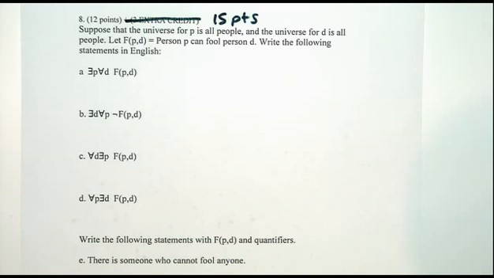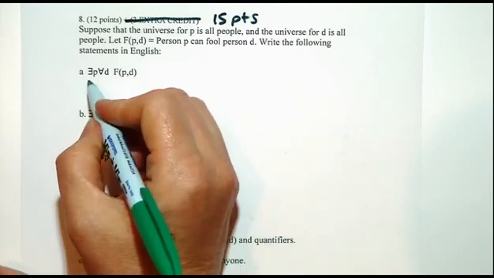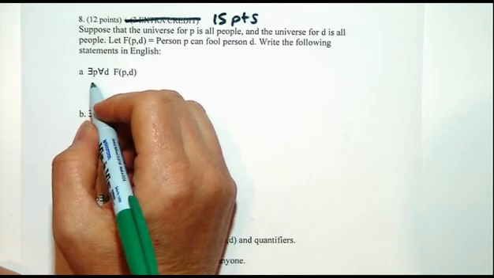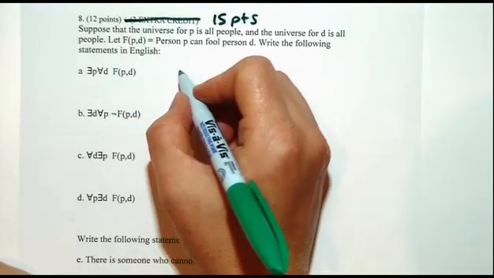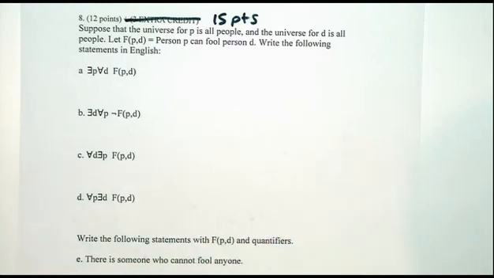Okay. This says, suppose that the universe for P is all people and the universe for D is all people. So we have a function called f, and it is that person P can fool person D. Write the following statements in English. So we have, there exists P for all D, f of PD. So that's like there's a person, right? And this for all D is everyone. So you can do some intermediate stuff, but basically there's a person that can fool everyone, right?